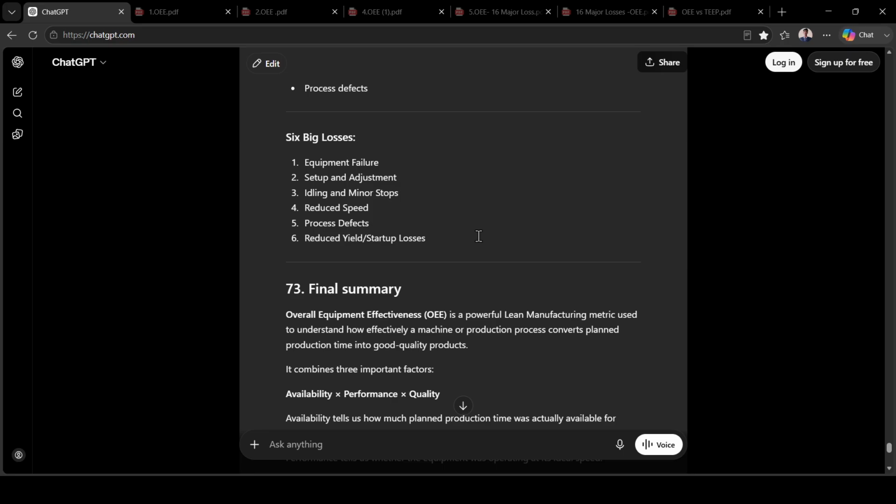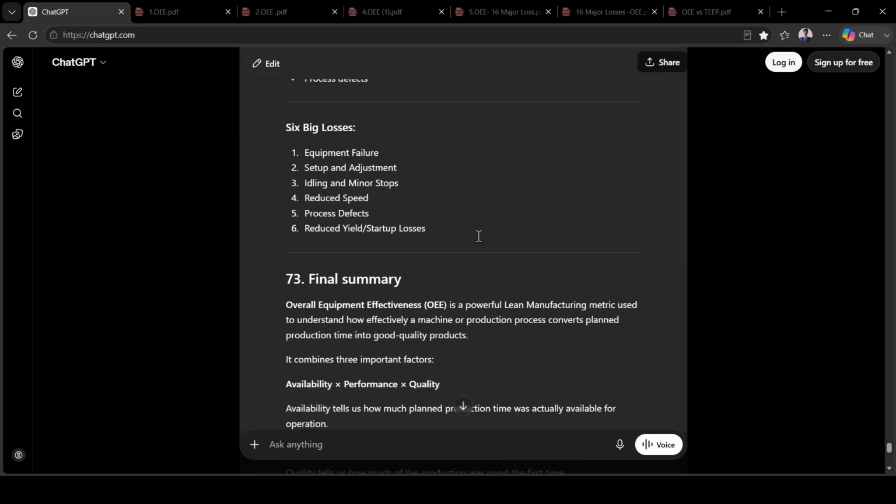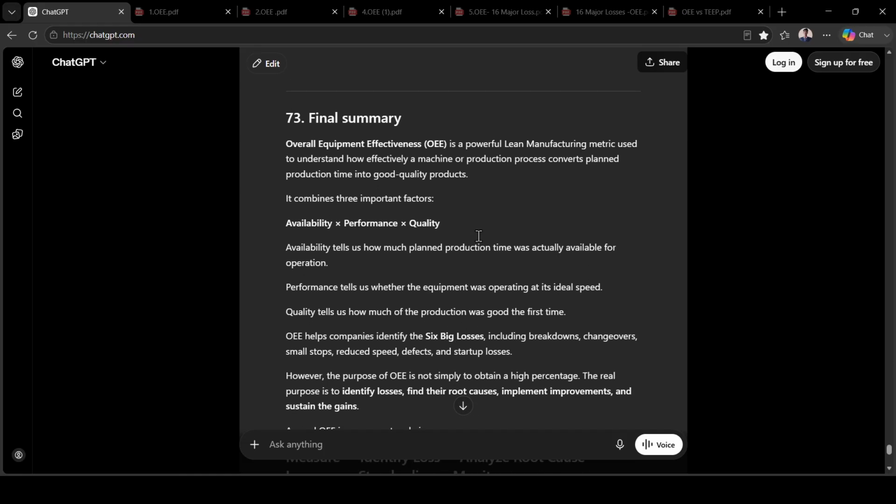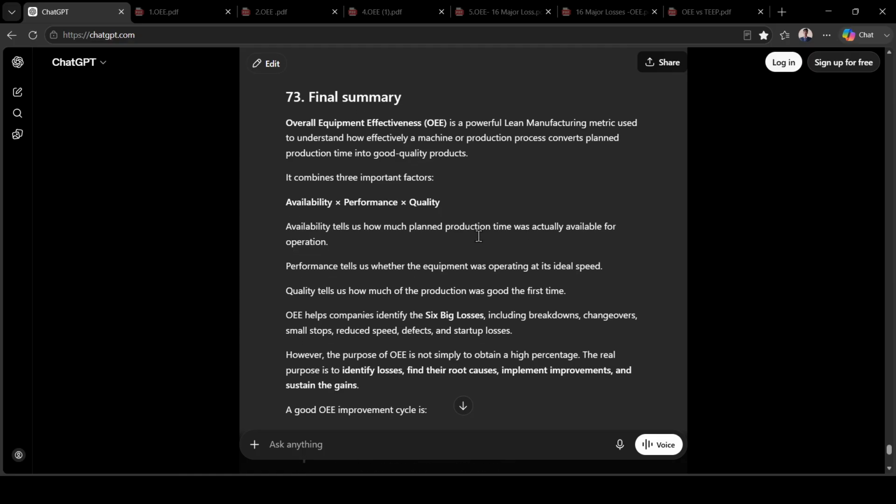The six big losses are equipment failures, setup and adjustment, idling and minor stoppages, reduced speed, process defects, and startup losses. So the final summary is that overall equipment effectiveness is a powerful lean manufacturing metric used to understand how effectively a machine or production process converts planned production time into good quality products. It combines three important factors: availability, performance, and quality.